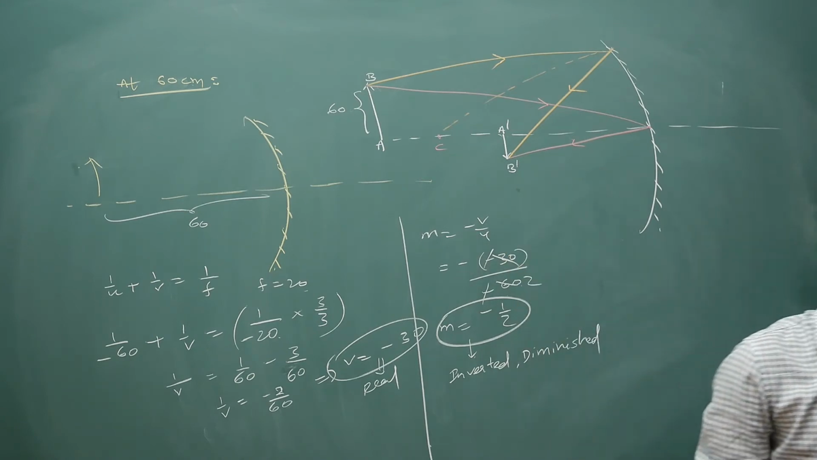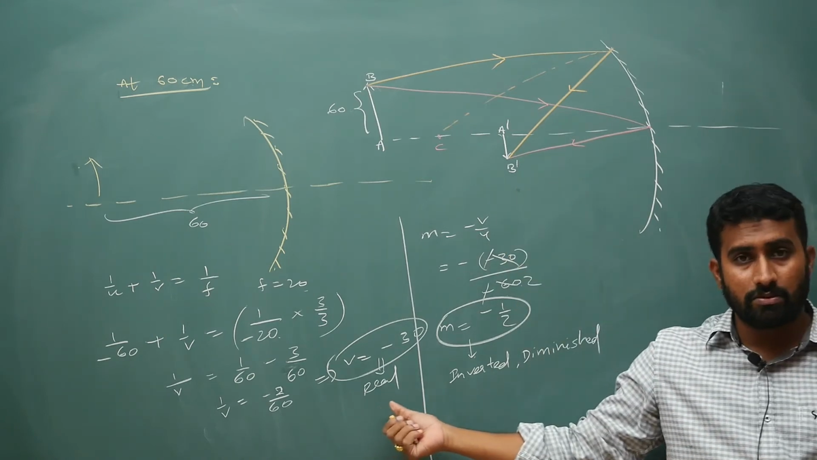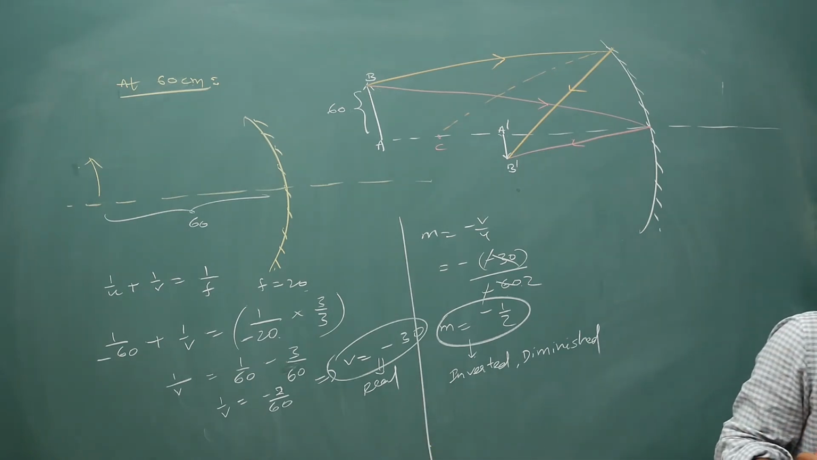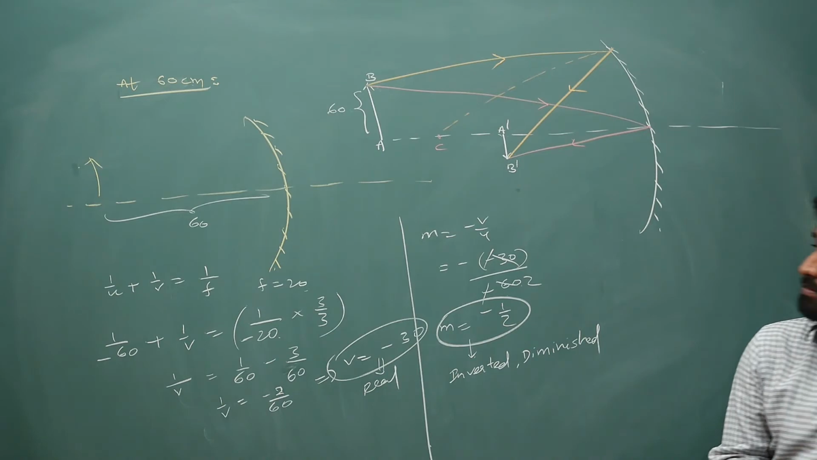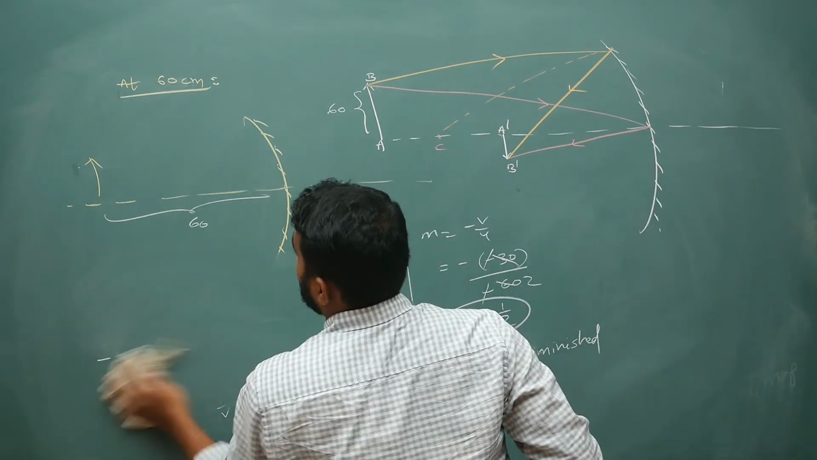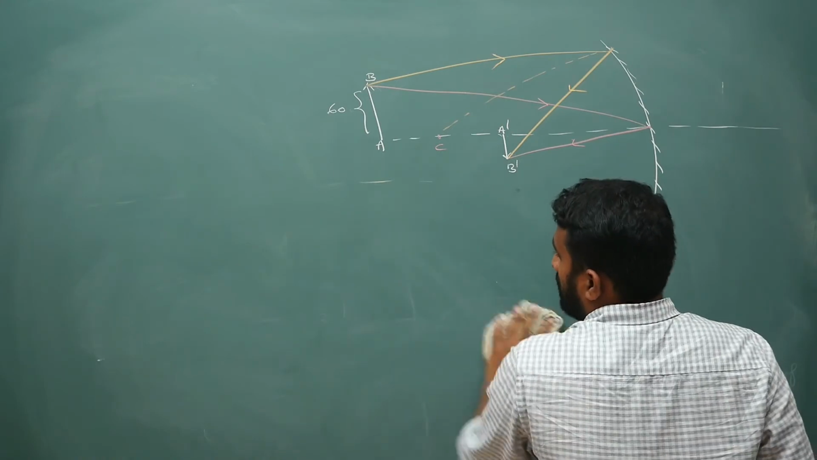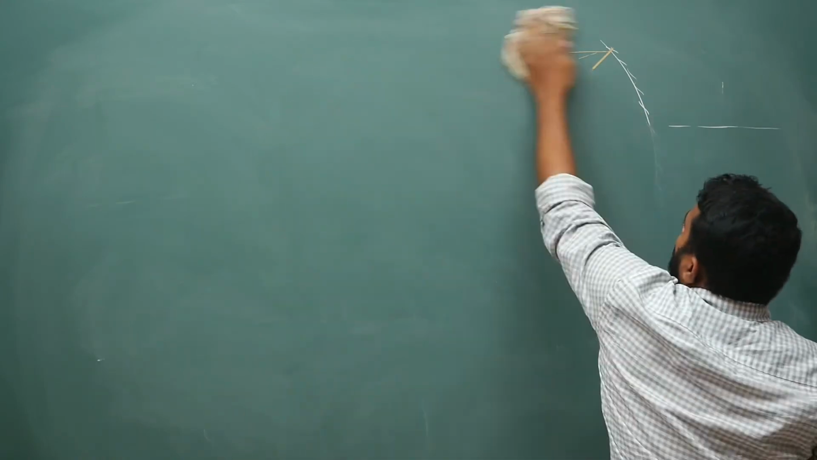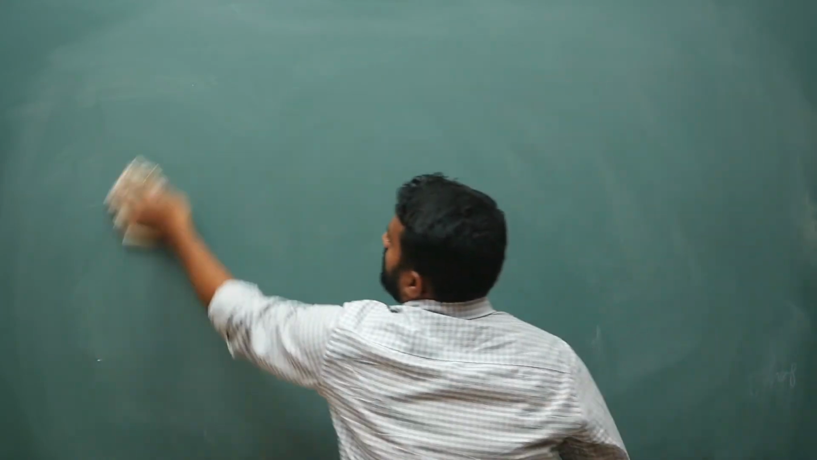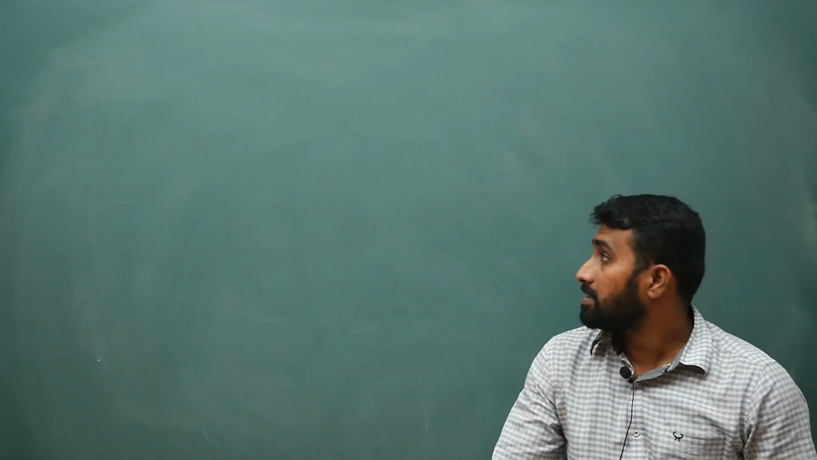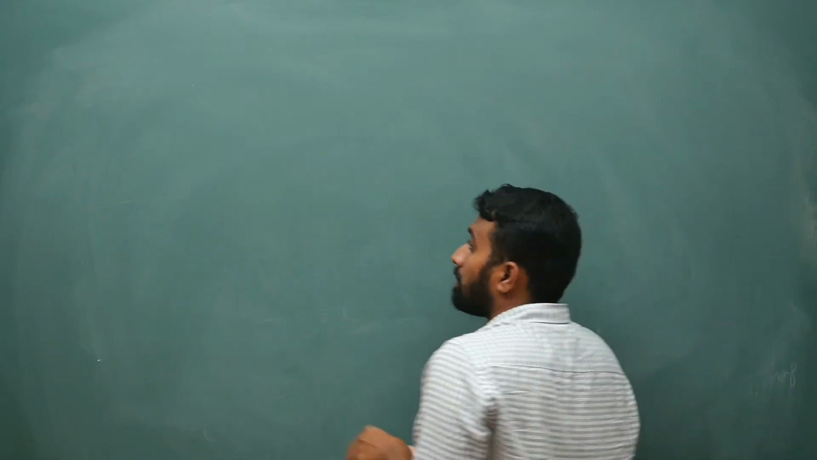Next, this is your second case. So in the second case, what is the table that you are supposed to fill? Real, inverted and diminished. Alright, next case, third case. In the books you will have beyond C to C, image is formed between C and F; you fill it like that. Okay, next case is at C.